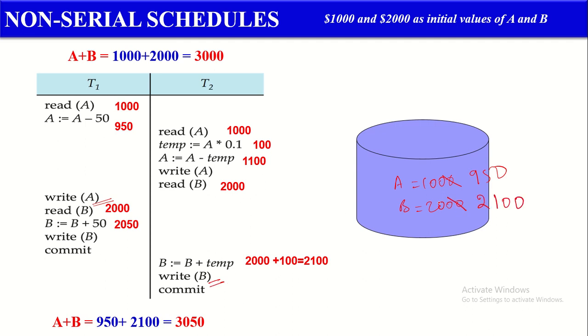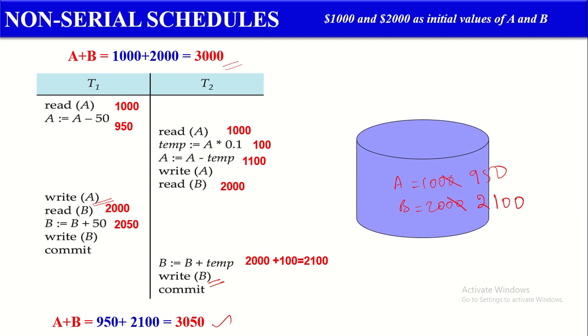2100, right? So when these two values are added, we will get 3050, which is not the same as the sum before the starting of this non-serial schedule. So since there is a variation in the sum of A and B, it does not maintain the consistency property. So from this we can understand that non-serial schedules do not always maintain the consistency property.